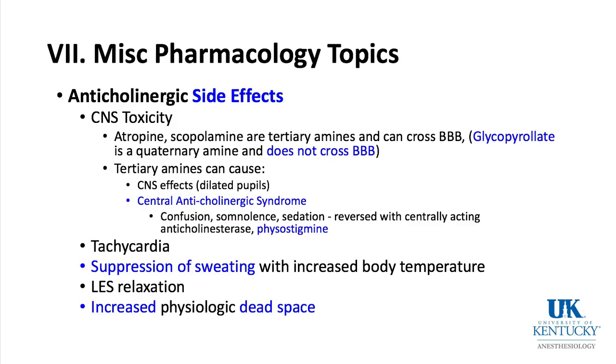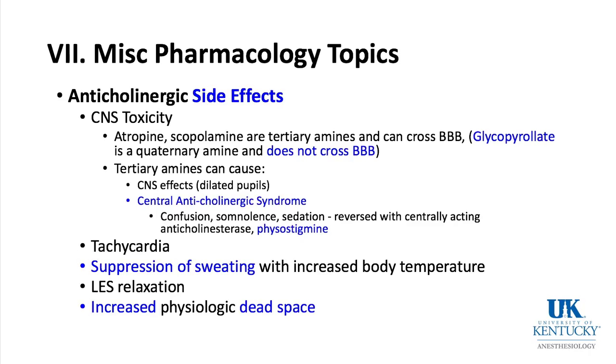So it's the tertiary amines, atropine and scopolamine, that can cross the blood-brain barrier and cause things like CNS effects of dilated pupils and the classic central anticholinergic syndrome, where a patient can be very confused and sedated and somnolent, and if you believe that that's the cause, the scopolamine or atropine causing the central anticholinergic syndrome, physostigmine, which crosses the blood-brain barrier and inhibits acetylcholinesterase in the central nervous system, raising acetylcholine levels back towards normal and hopefully reversing the central anticholinergic syndrome. Physostigmine, Antilirium, is the antidote.